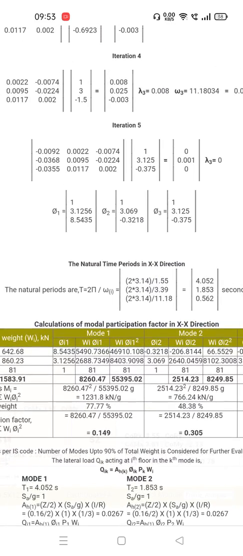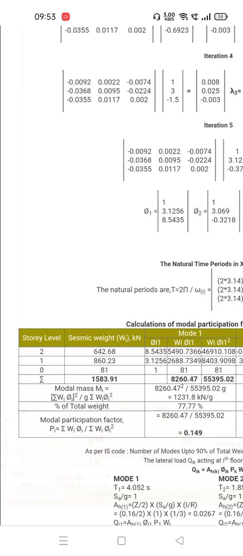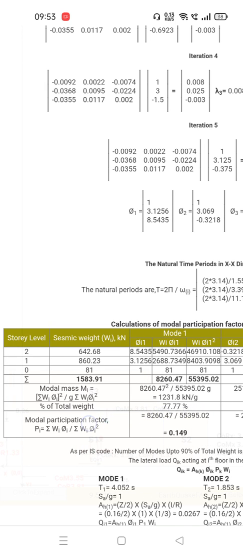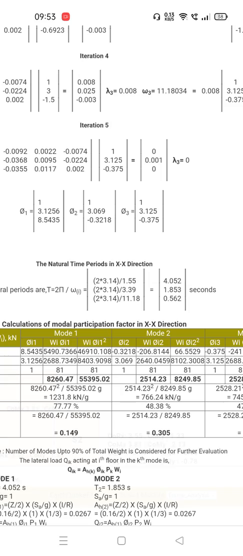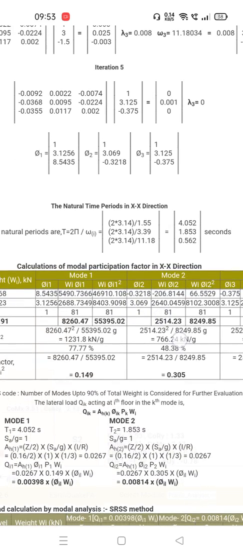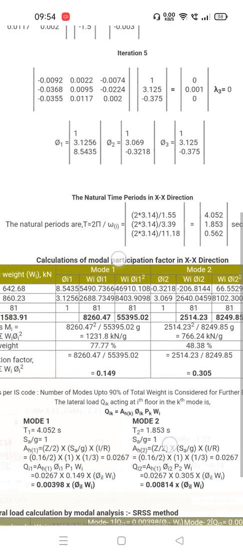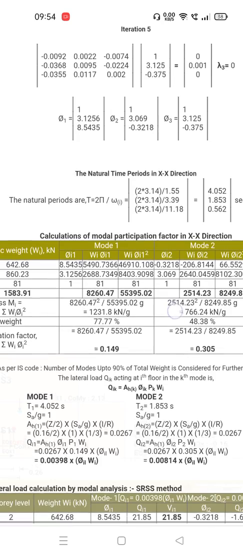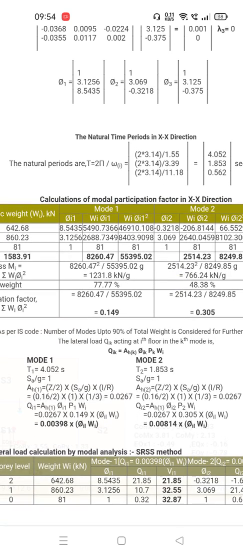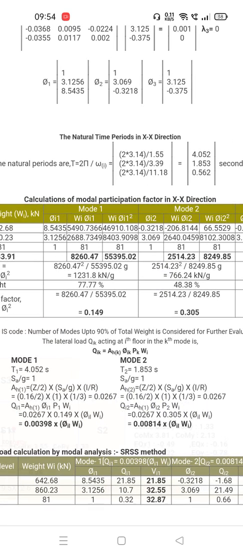Calculation of modal participation factor in XX direction. This table is self-explanatory. One should go through it and it will explain the modes. As per the IS code, modes up to 90% of the total value are considered for further evaluation of the lateral load. So in our case, up to mode 2.